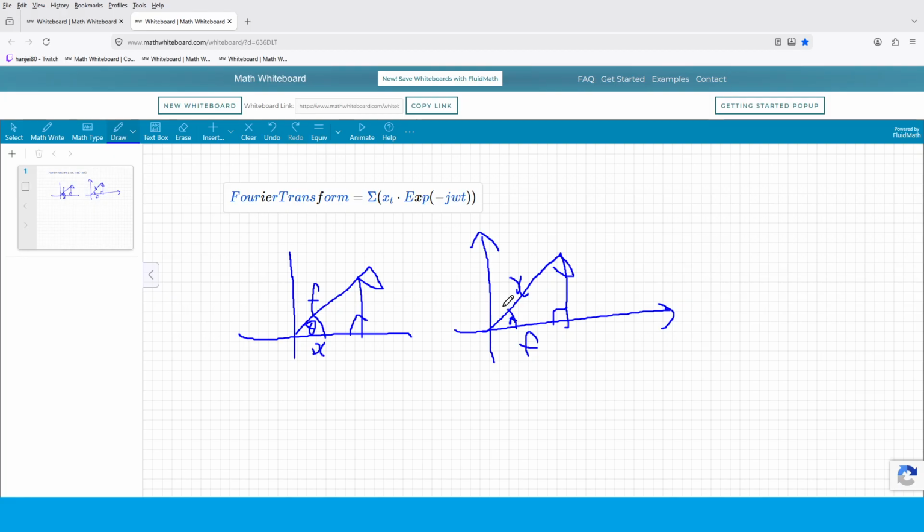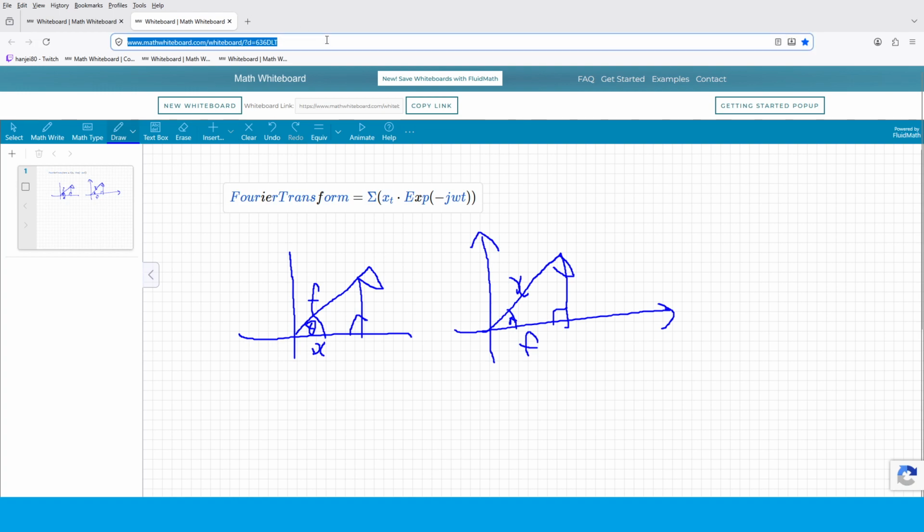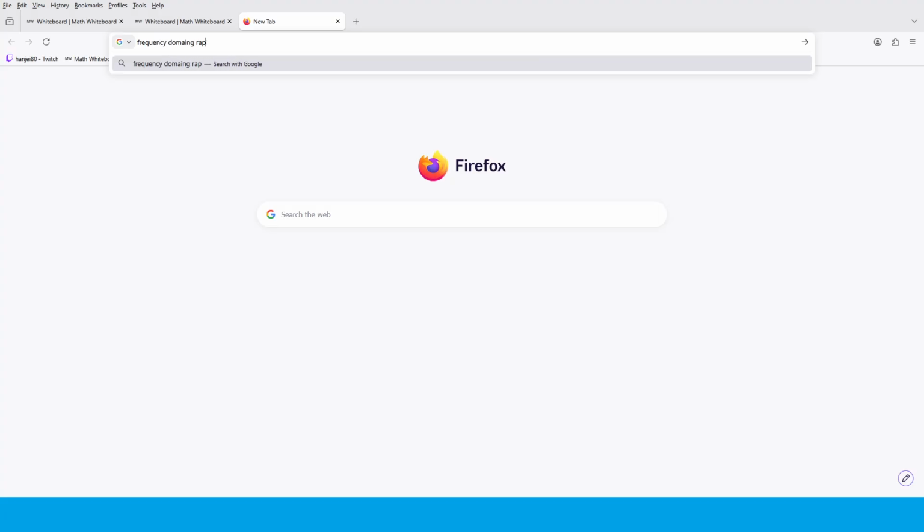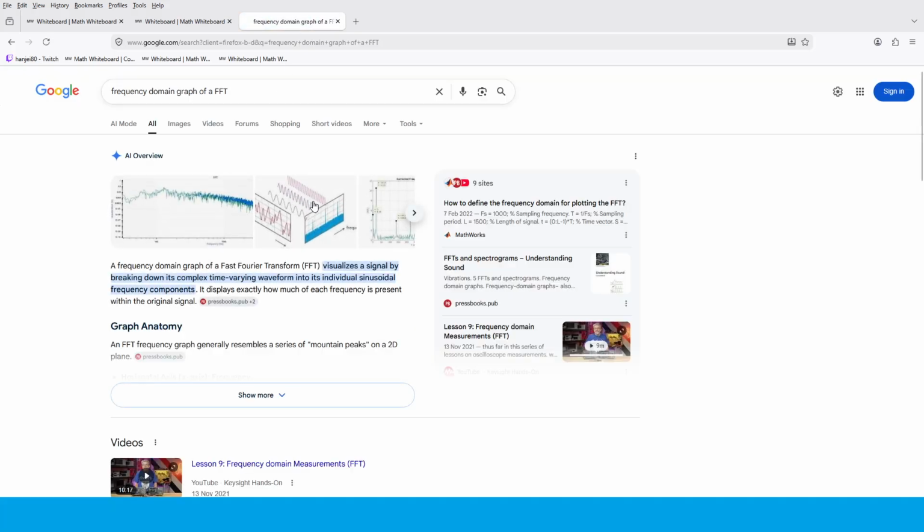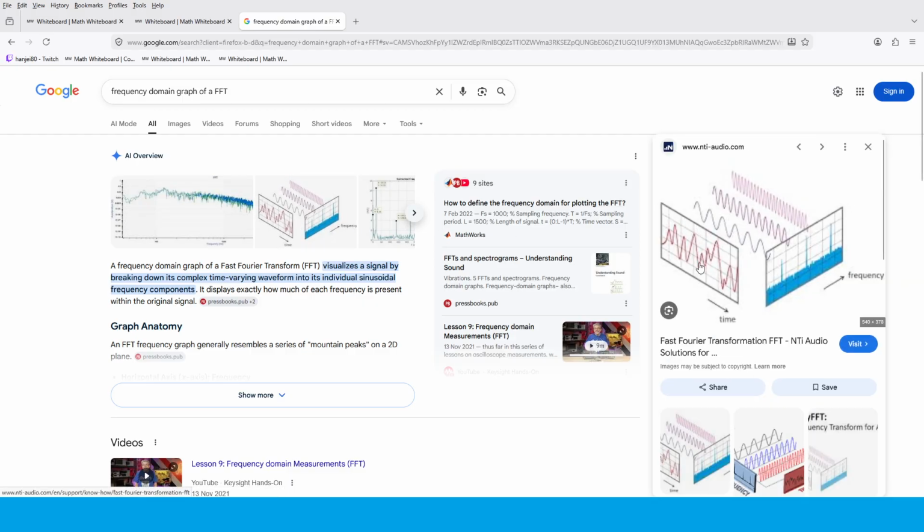It's saying how much does this waveform x, the x vector, depend on a particular frequency? And so you get a frequency domain graph, and you see all the frequencies over FFT. So let's see, this is a waveform in time, and this is a frequency.